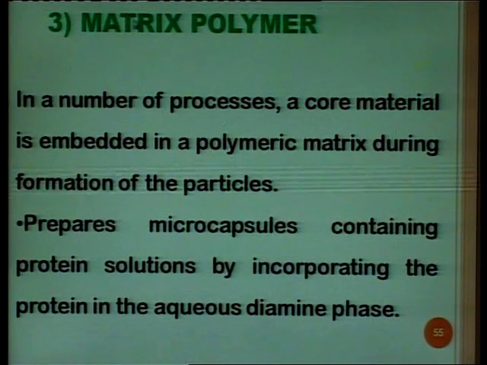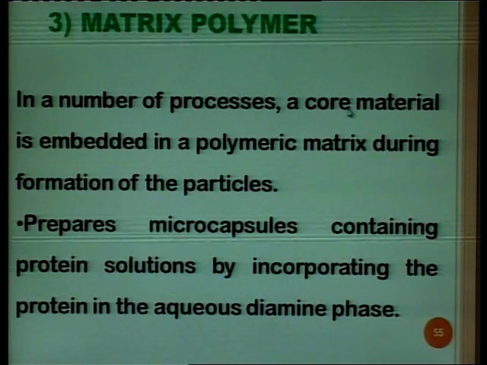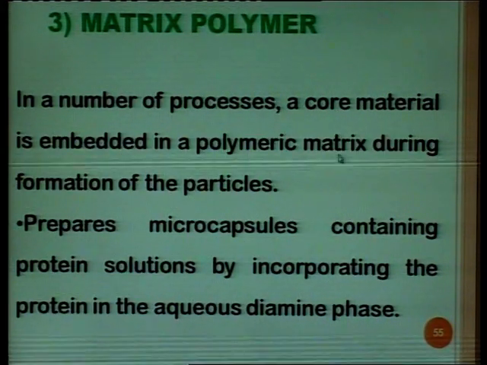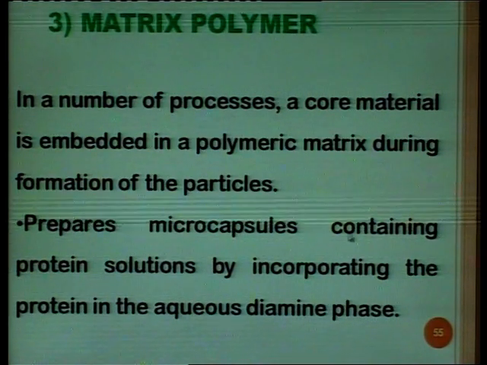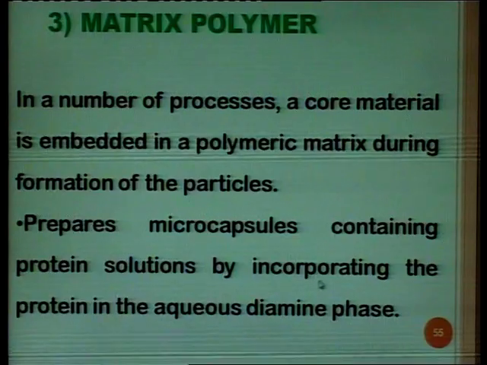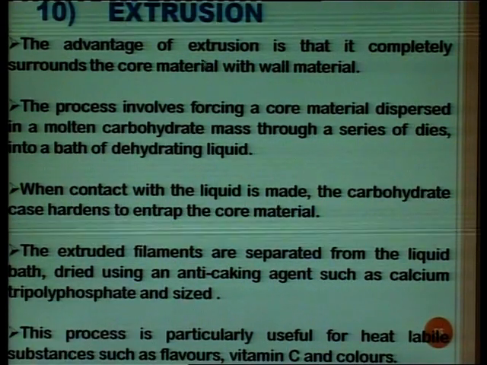Next method under polymerization technique is matrix polymerization method. In this method, a core material is embedded in a polymeric matrix during formation of the particles. It prepares microcapsules that contain protein solutions by incorporating the protein in an aqueous diamine phase. So, this is the matrix polymerization.